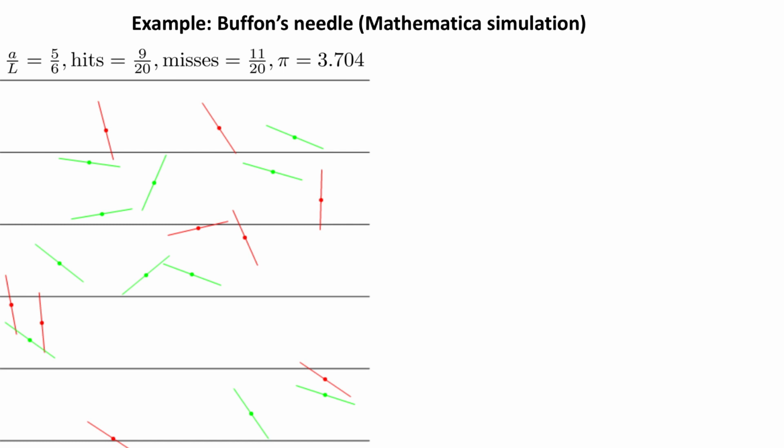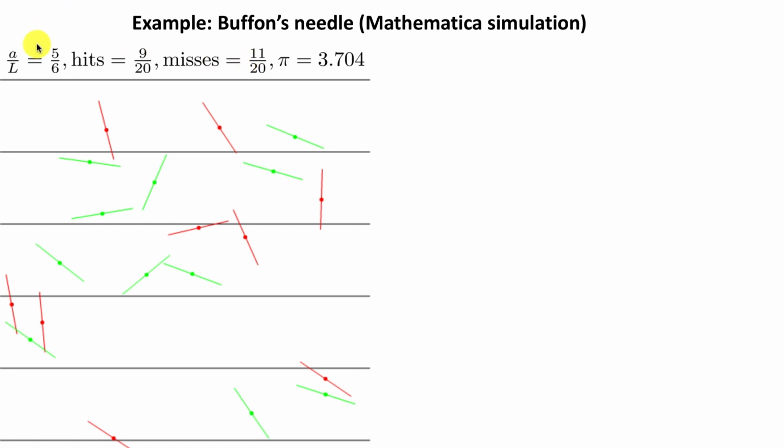This can be very easily simulated on a computer, and in fact people have done it using Mathematica. It's a ready-made program. Here is a case where 20 needles were thrown, and you can see that these red ones cross the line, some line, whereas the green ones miss the line. In this particular case, of the 20 needles that were thrown, 9 crossed the line and 11 missed it.